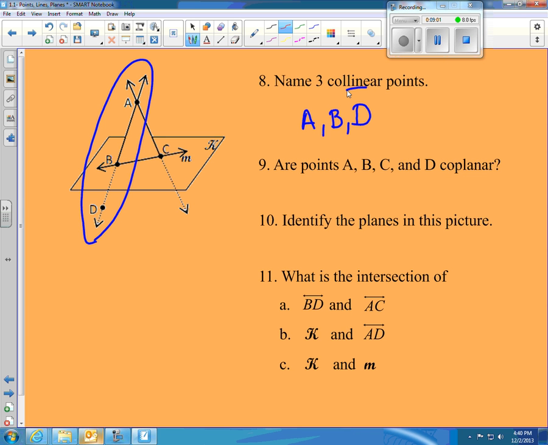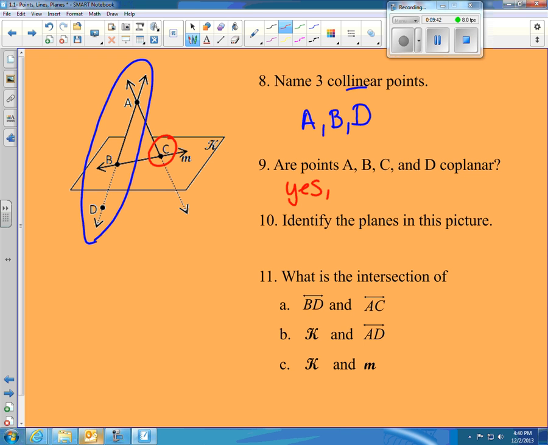Number 9, are the points A, B, C, and D coplanar? Well, we know A, B, and D are all on the same line. Definition for coplanar, 2 or more points and or lines that lie on the same plane. Well, those are, and C is going to be over here. Well, A and C are on the same line, and B and C are on the same line. And we know A and B are both on the same line as D. So yes, those points are coplanar. It doesn't form a plane that we see in the picture, but we're going to know that it's there.